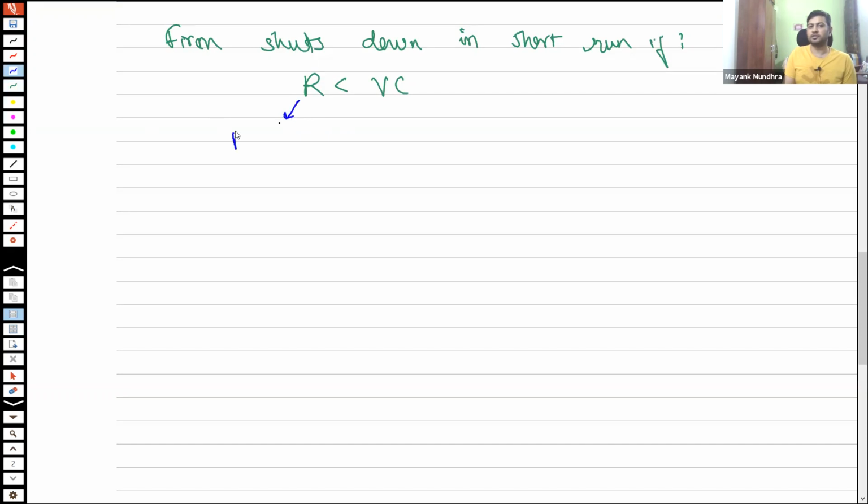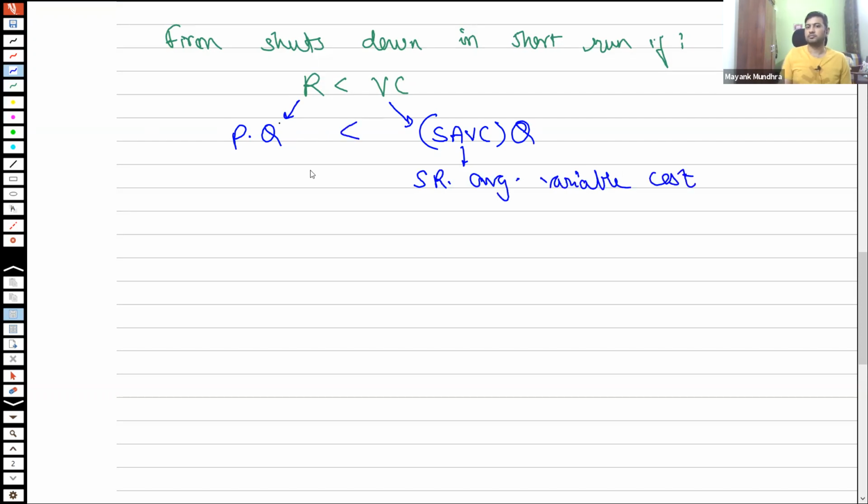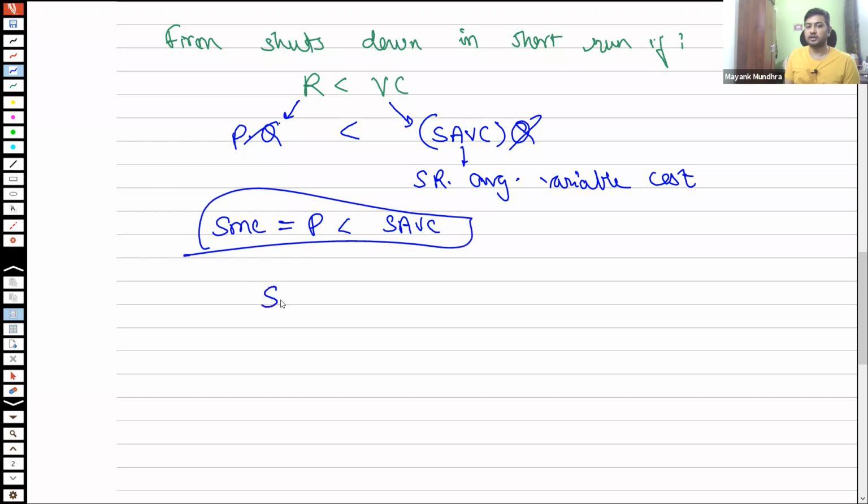Now what is revenue? Revenue is price into quantity. What is variable cost? Variable cost is short run average variable cost into quantity. So when you cancel out the quantities, you get when price is less than short run average variable cost. And since it's competitive, firm price must be equal to short run marginal cost. So whenever short run marginal cost is less than short run average variable cost, you would have the firm shutting down.